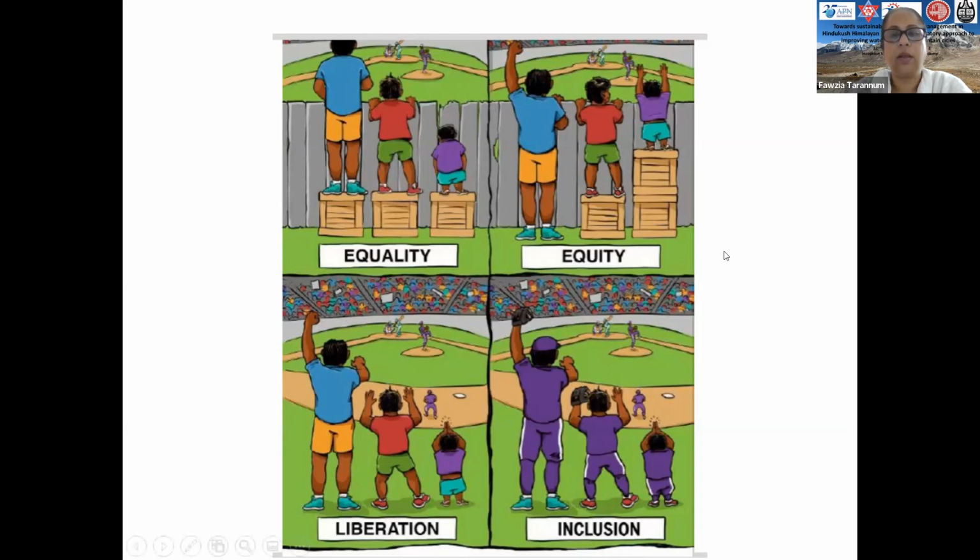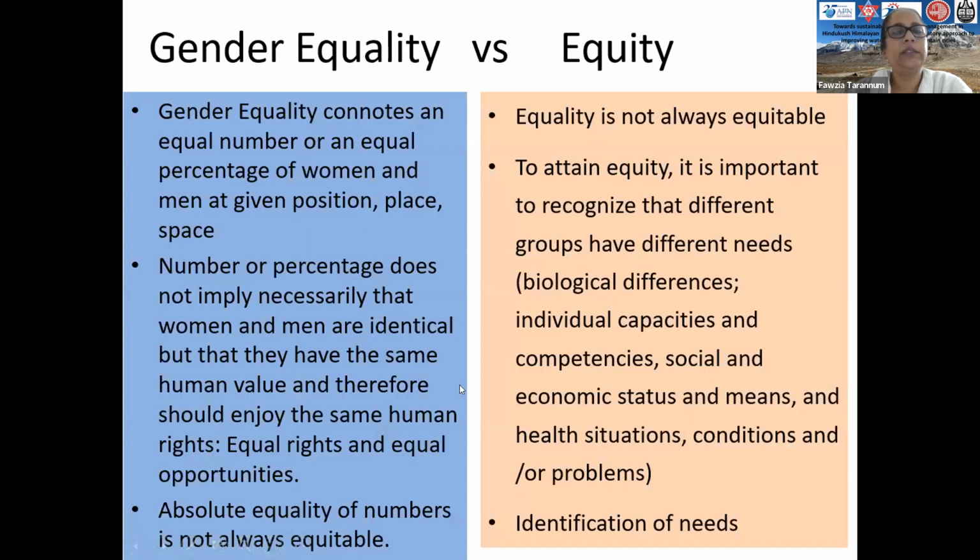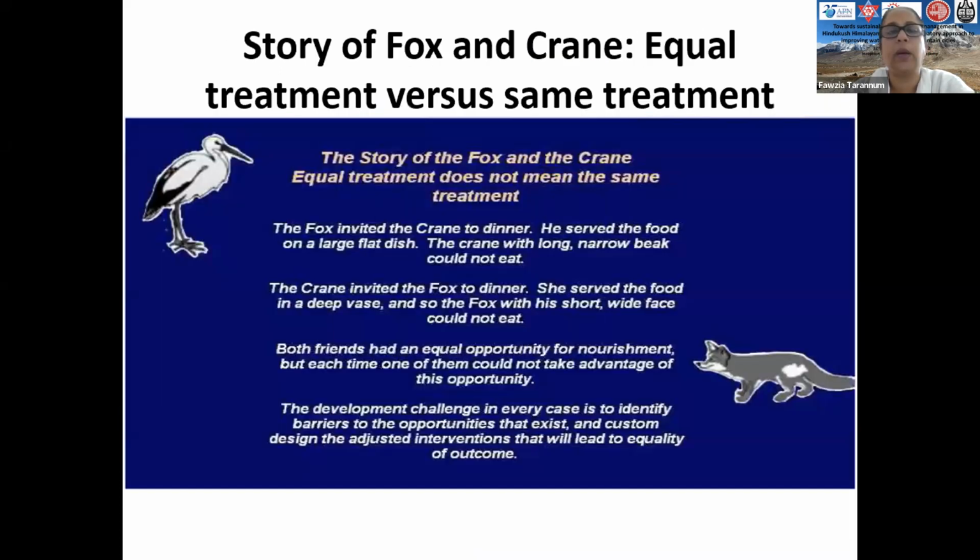So just now what I told you was that equality is not always equitable. So if you want things to be equitable, you may need certain push through policies, certain push through practices, change in practices to actually make equal treatment equitable.